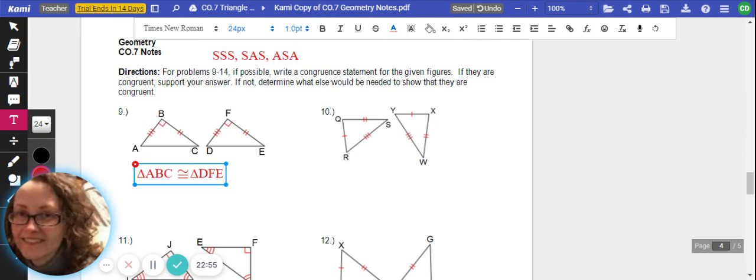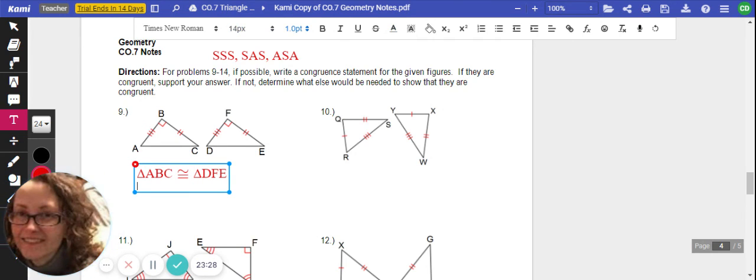So I started with A, B, then C over here. Then I needed to go to A's corresponding angle over here. A maps to D, B to F, C to E, and that's the order that I stayed in: A, B, C, and then D, F, E. It doesn't matter what you do for the order of your first one, as long as your second one matches whatever you decided for your first one. So that's my congruence statement for this one.